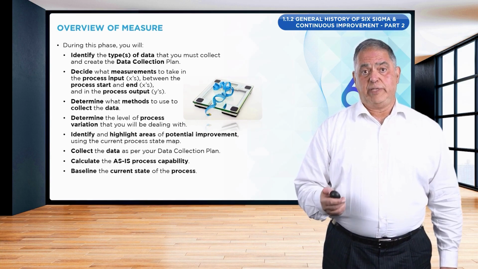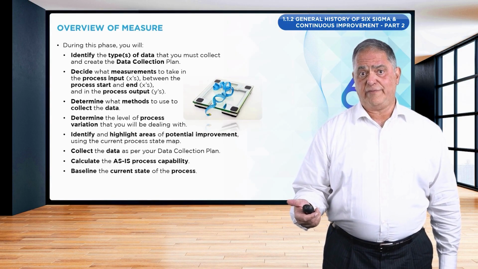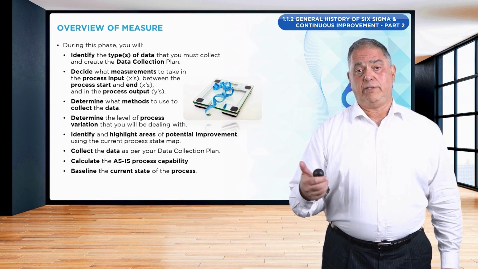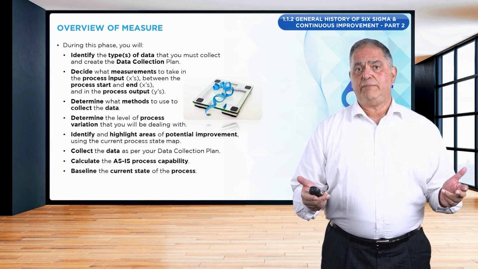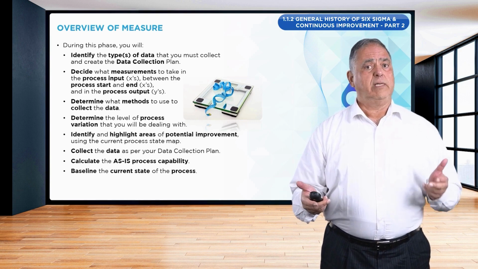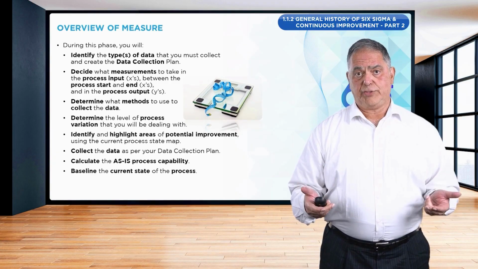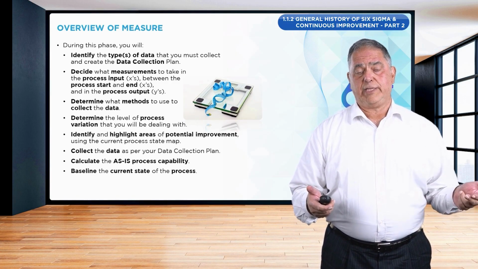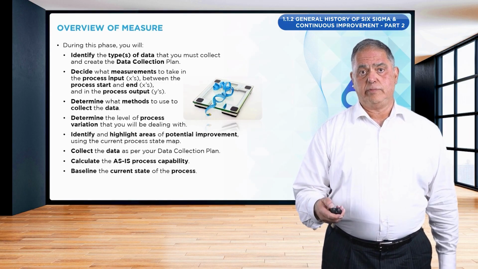We have to determine how we're going to collect the data, because data collection is a process on its own. This means that we have to make sure that the people collecting the data do this in a consistent way, which means that sometimes we may have to create, for example, a standard operating procedure or a work instruction about how we're going to collect the data, which steps the data collectors have to follow.